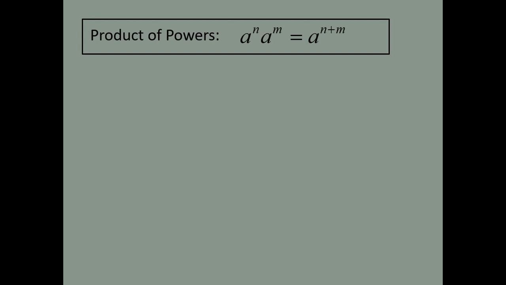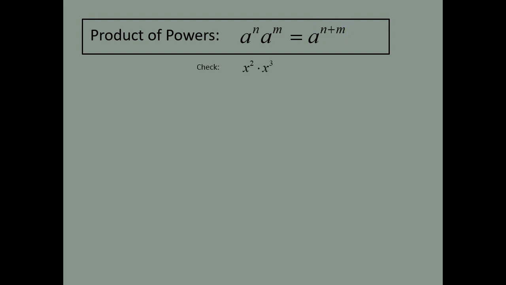In this video, we're going to look at the rules of exponents for integer exponents. That'll include positive numbers, 0, and negative numbers. First, we have the product of powers. In this case, when we multiply two things with the same base, we combine them by adding the exponents.